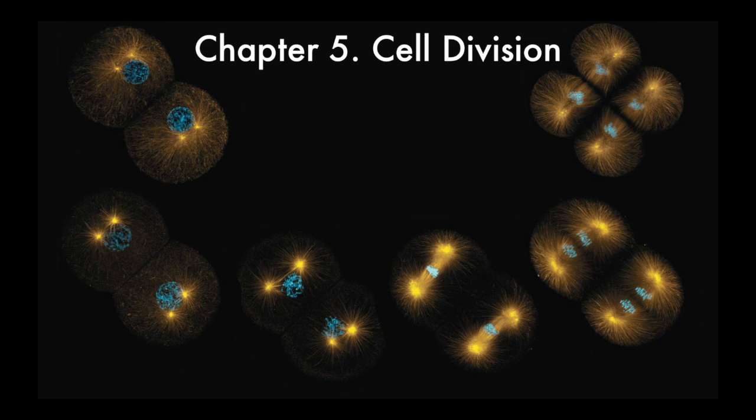Chapter 5 is all about cell division and how we get new cells. You can see here in this image some beautifully stained cells going through cell division. You can see the DNA in blue. You can see the microtubules that are in that brilliant golden color.